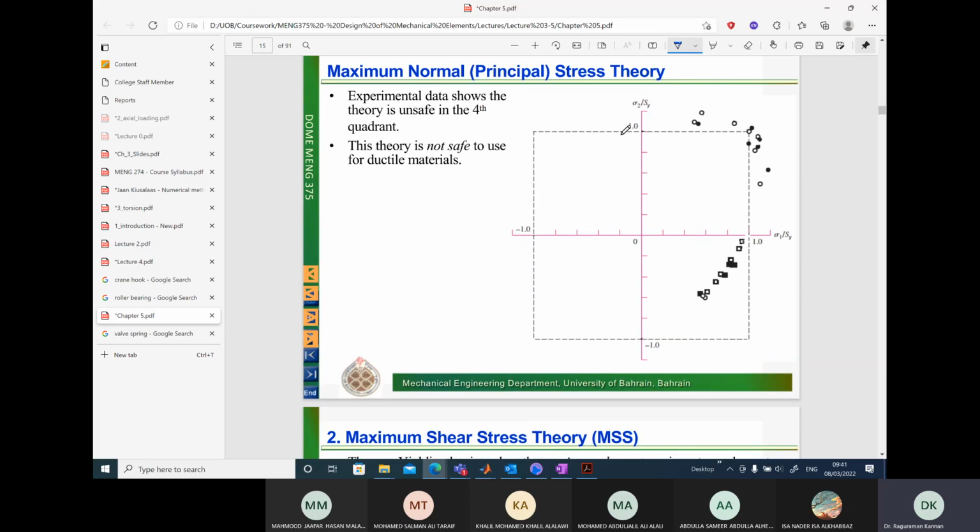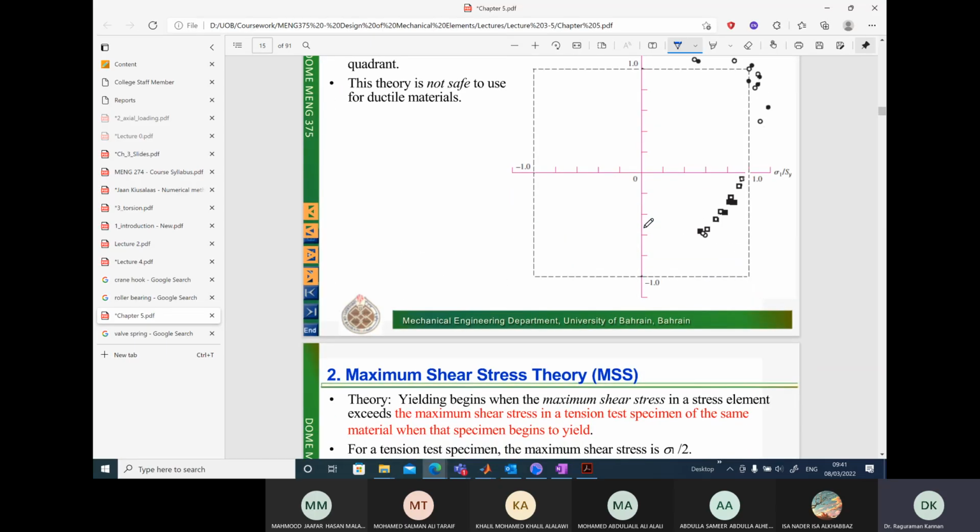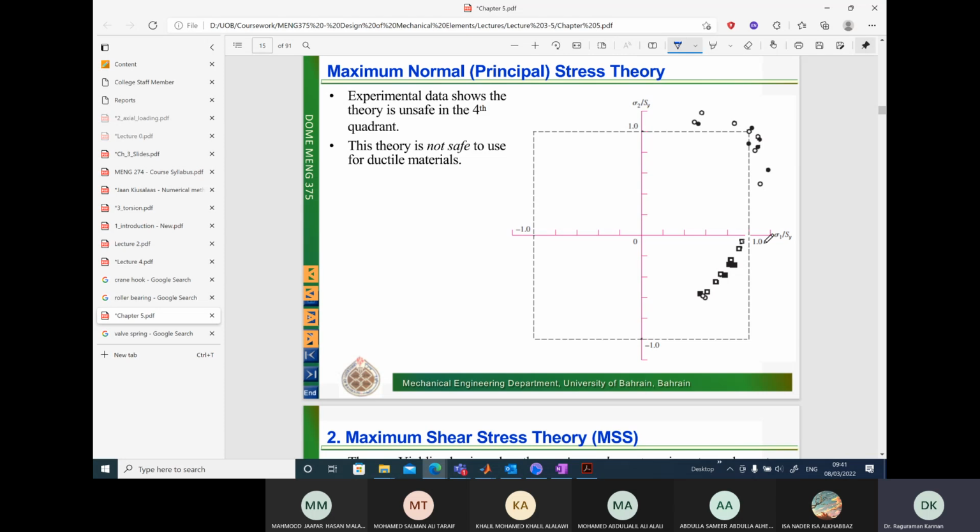So for the maximum principal stress theory in the 2D case, let's just assume it is a 2D case, in which case you are going to have sigma 1, the principal stress value in the direction of the principal stress, plotted on the x-axis, sigma 2 on the y-axis. We are going to normalize these stresses with respect to the yield strength, sigma 1 over Sy and sigma 2 over Sy. Let's suppose we do some experiments.